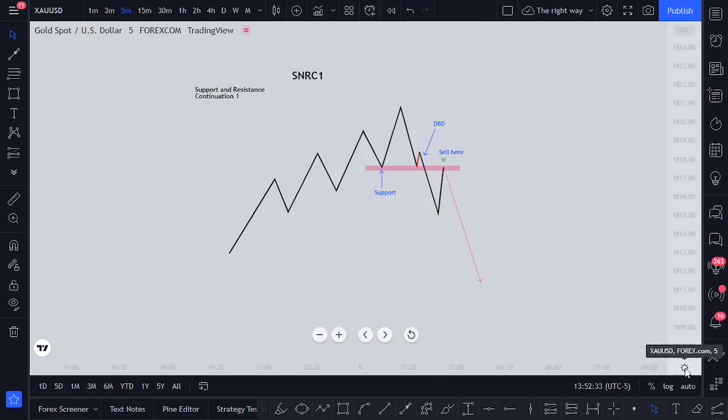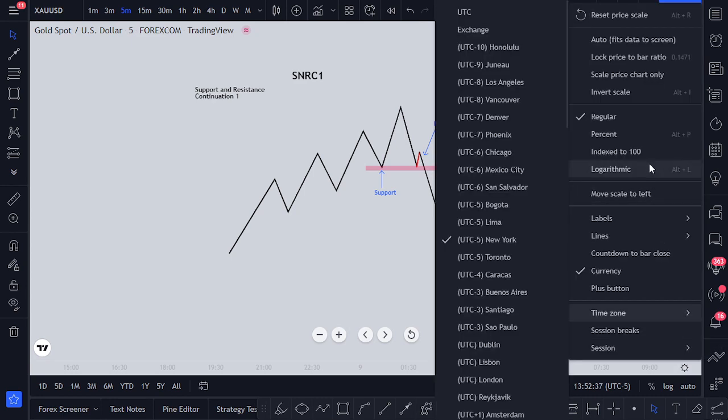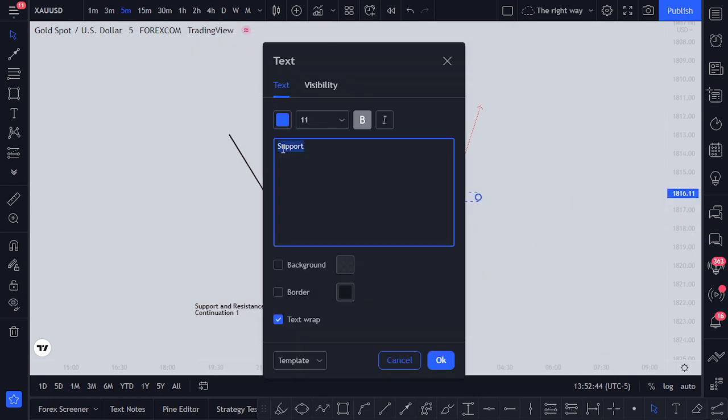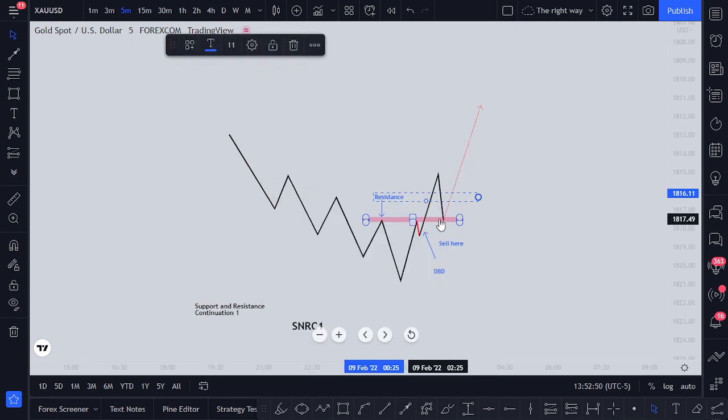Now for the buy scenario, let me invert the scale so that you can see the buy scenario. Invert the scale now. This one now will be a resistance level. I've flipped everything. Resistance, it will be now blue.